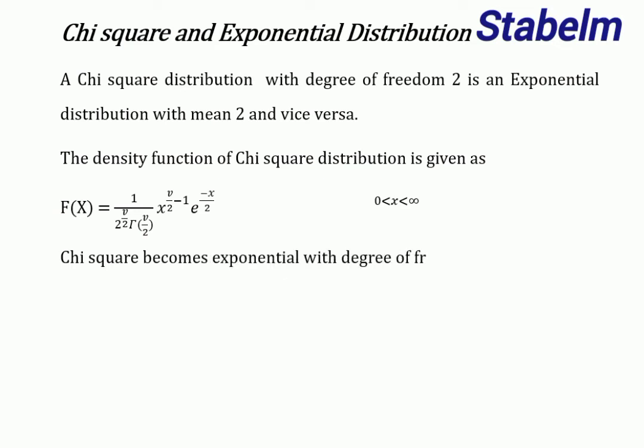With degree of freedom 2. When the degree of freedom is 2, then the chi-square distribution will become an exponential distribution. Now let's see what happened after that.